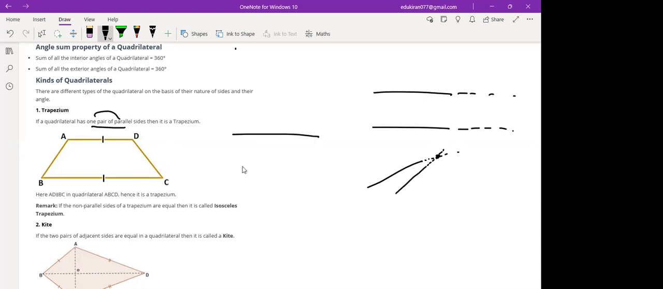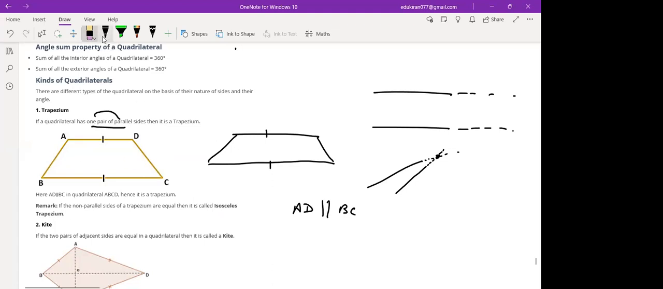You can see the trapezium. These two lines are parallel. So here AD is, how do we write, AD is parallel to BC, with this sign for parallel, right? If the non-parallel sides of a trapezium are equal, then it is an isosceles trapezium. Clear? Got it? If these two are also equal, then this is an isosceles trapezium. In case they are not equal, then it is a normal trapezium.